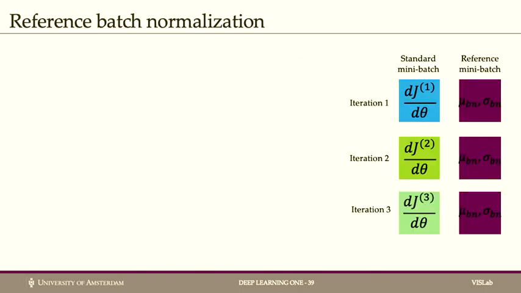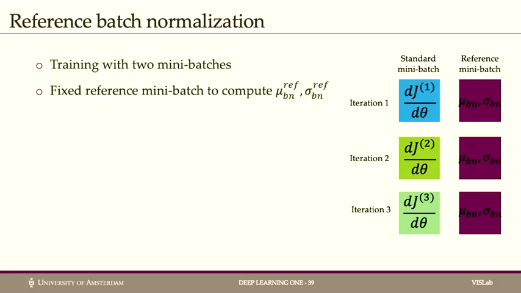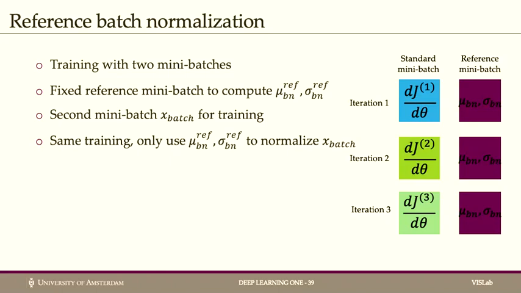So what you can do instead is you can keep a reference mini batch. So you train with 2 mini batches, and you simply have a fixed reference batch that you use to compute all these batch norm statistics, like the mean and the standard deviation. And then you use the other mini batch for training. So that's pretty easy. However, at some point, this lack of variation with regards to this reference batch will give you a bit of trouble.